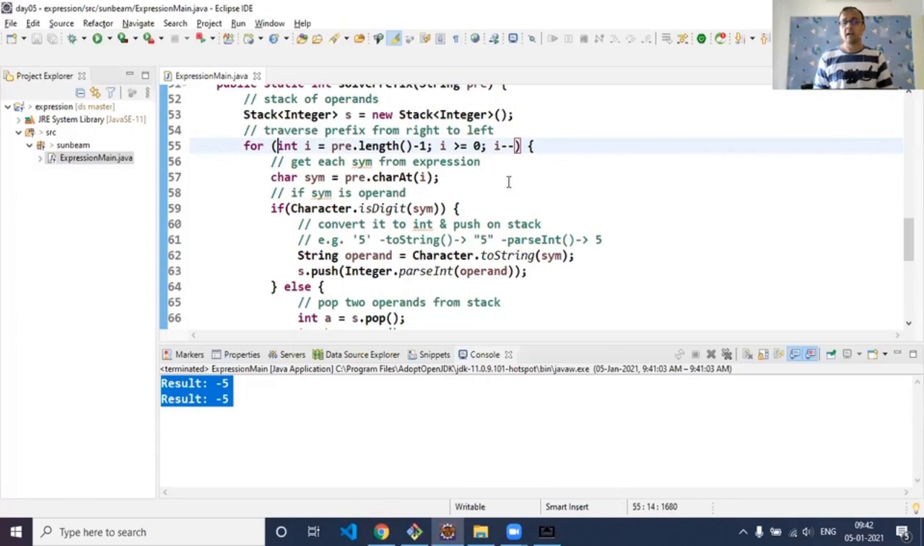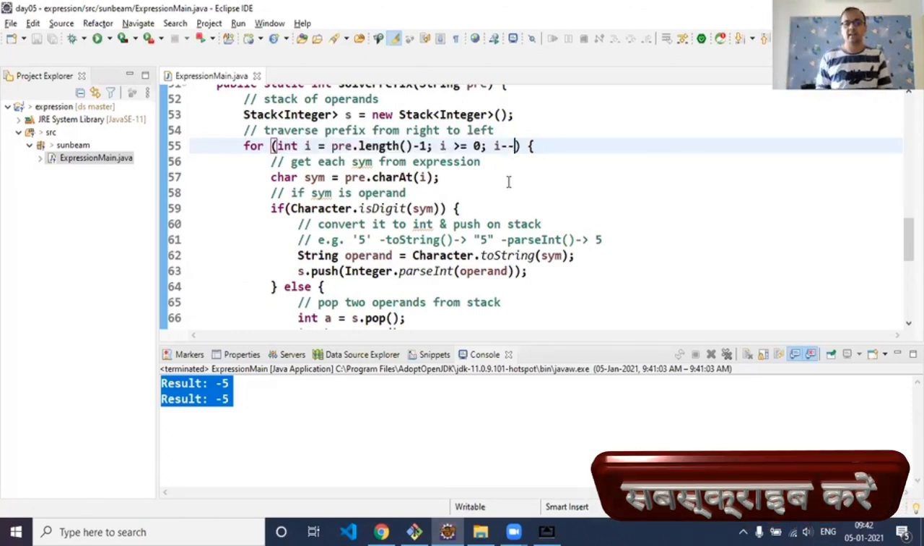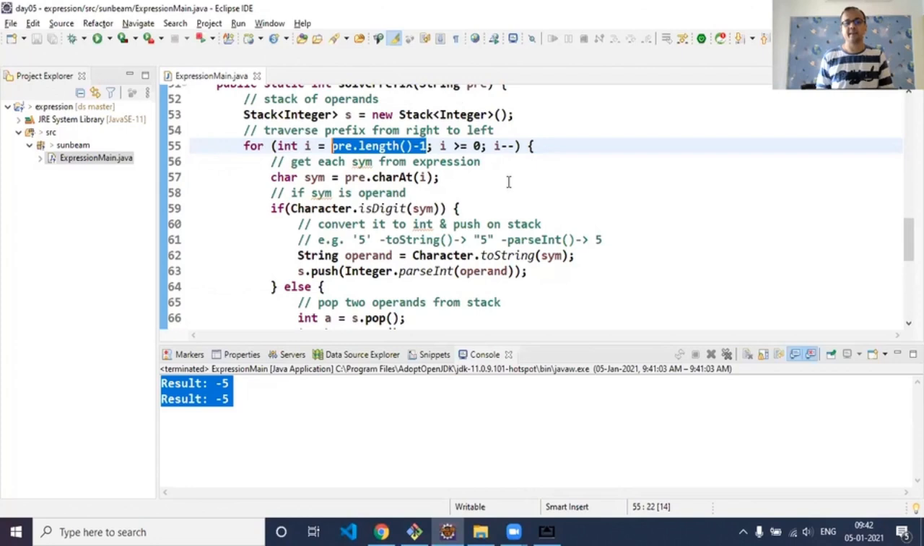Yes, I'm repeating. What I need to do is go from right to left. What does right to left mean? Last character to first character. How do you go from last character to first character? A string is like a character array. If a string is like a character array, what is the last element? The last element is nothing but length minus 1. If your length is n, then n minus 1 will be the last index.